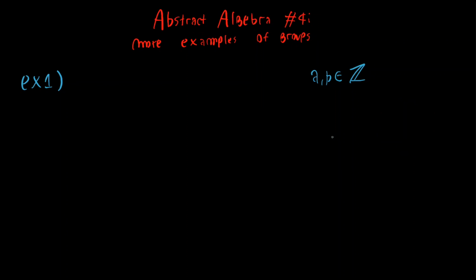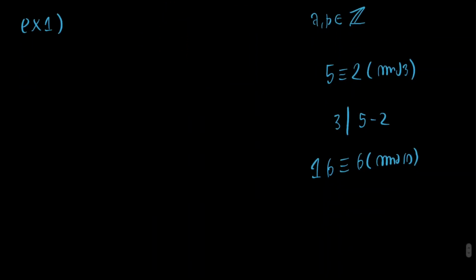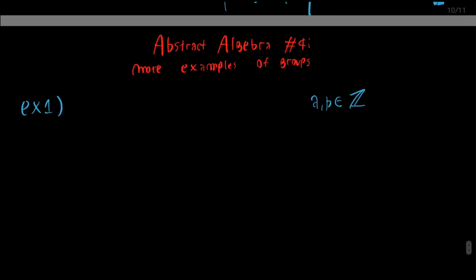For example, we can say that 5 is congruent to 2 mod 3. Why is that? Because 3 divides 5 minus 2. Or maybe 16 is congruent to 6 mod 10. Why is that? Because 10 divides 16 minus 6, which is 10. And these are two simple examples that should give the viewer a little bit of an idea of what modular arithmetic is, and should help them get accustomed to working with it.